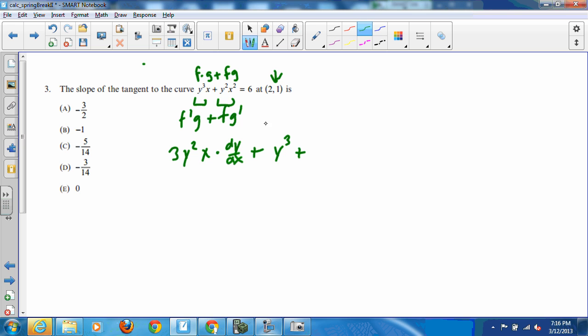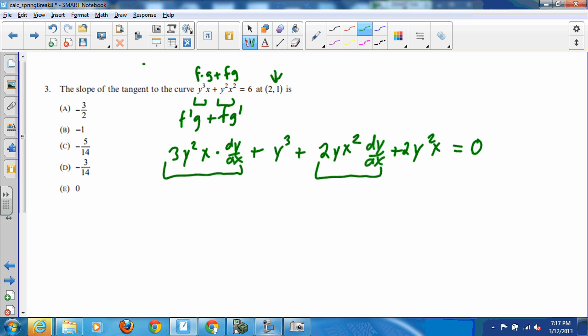And then on to the second one. The derivative of y squared is 2y. Don't touch the second one. dy/dx plus, don't touch that one, and the derivative of x squared is 2x. And the derivative of 6 is 0. So we're going to keep this one on the left, this one on the left. We're going to move a positive y cubed and a positive 2y squared x over to the right. So we have a negative y cubed minus 2y squared x.